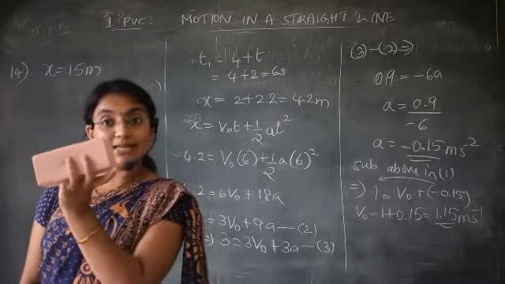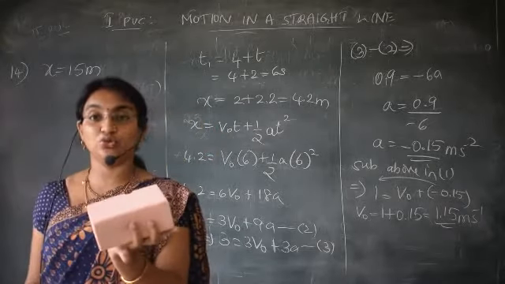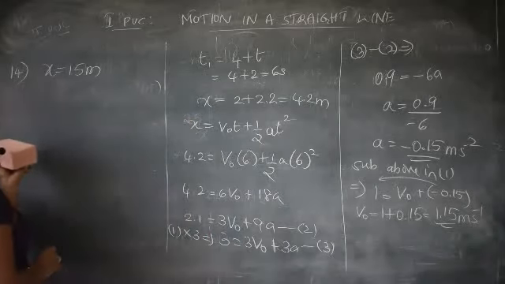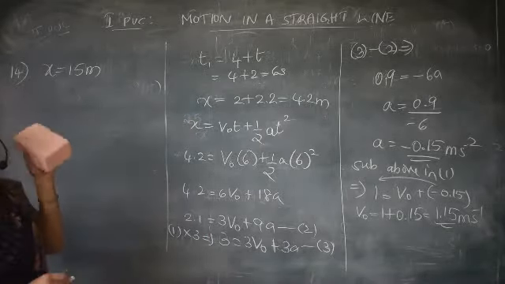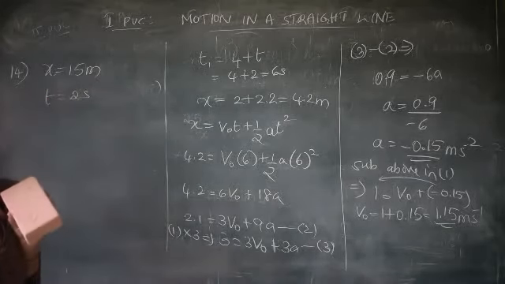To pass by, they said, in front of I, it starts from here. To pass by, it takes 2 seconds. So distance is how much? Length of the train, that is, length of the compartment of the train. That is x is equal to 15 meter. Time is 2 seconds. Correct?